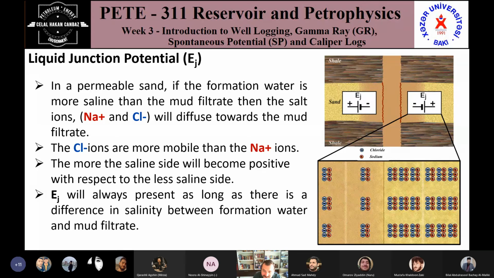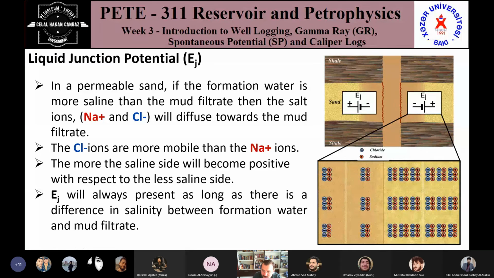But chloride ions are smaller and have greater mobility than sodium ions. So what happens? The net diffusion of ions from the more concentrated formation water to the less concentrated mud filtrate includes a greater number of chloride ions than sodium ions. So this is equivalent to the positive current flow in the opposite direction, indicated by the straight arrow, for example, here, the straight arrow that you saw in A.